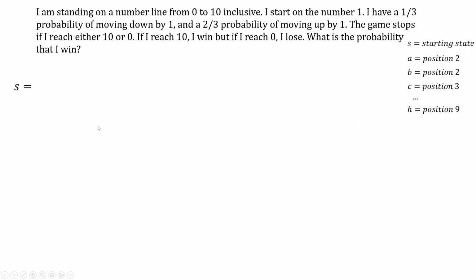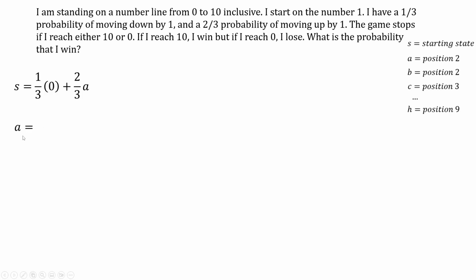How do we define S? Well, where can we get to from S? We have a 1/3 probability of moving down to 0, in which case that would contribute 0, because that would be the stopping condition that we do not want. So it's either a 1/3 chance of 0 or a 2/3 chance of increasing by 1 to get into position 2. Position 2 is A, so we'll do that.